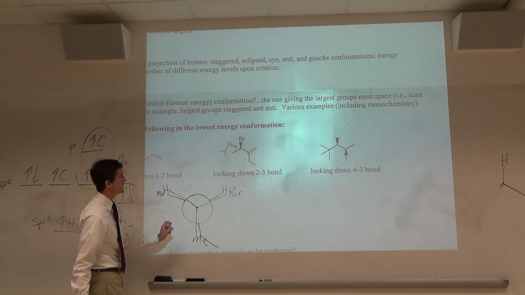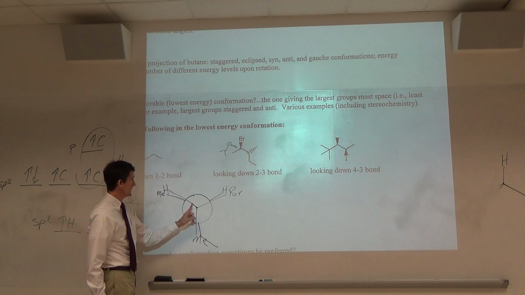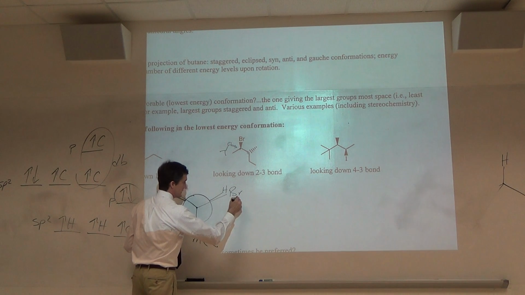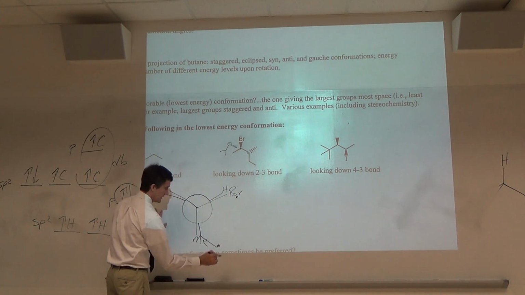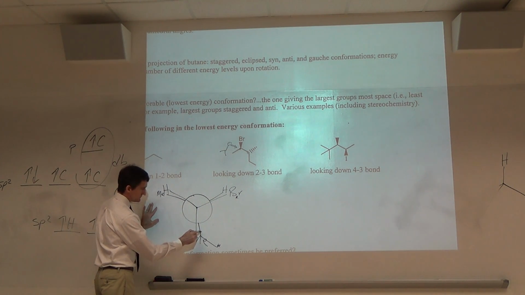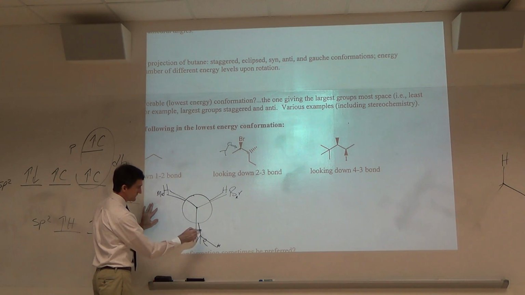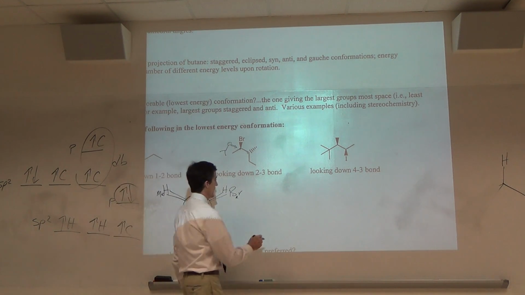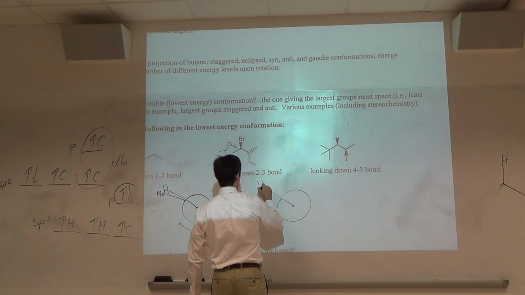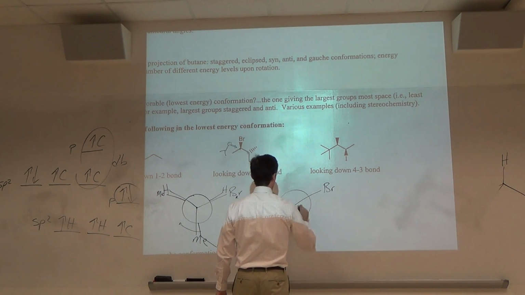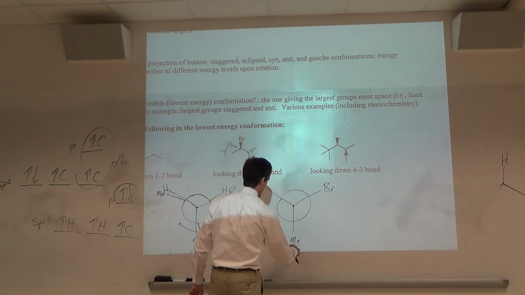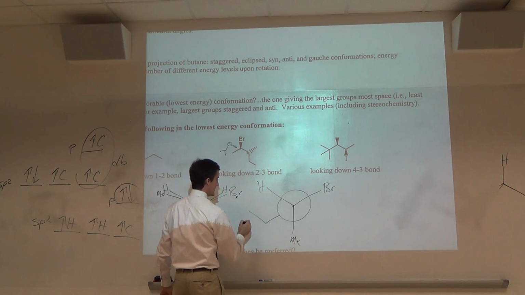What's the largest group on the front carbon? Bromine. What's the largest group on the back carbon? Ethyl. So bromine and ethyl. I'm going to rotate that back carbon. Really, I want the ethyl here, just a little bit. And the front carbon, I'm going to leave the same. We've got H, Br, methyl, CH3. Now the ethyl's going to be here.